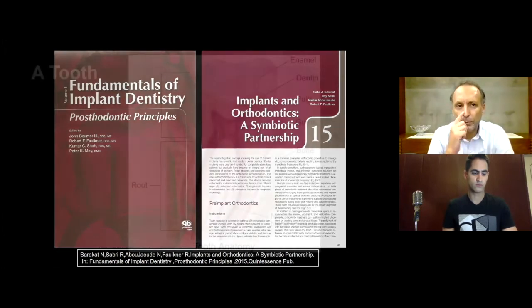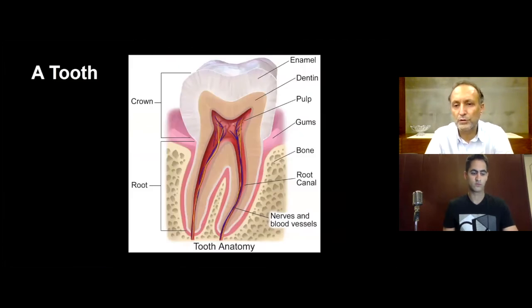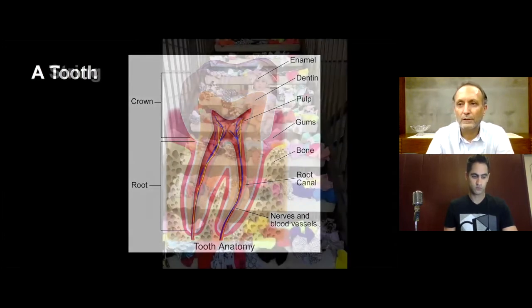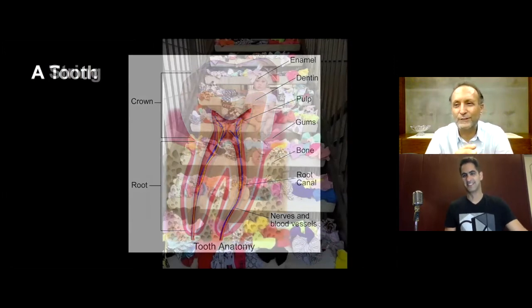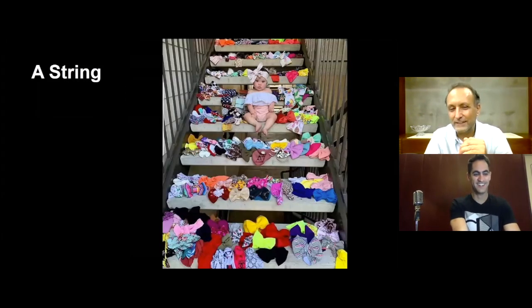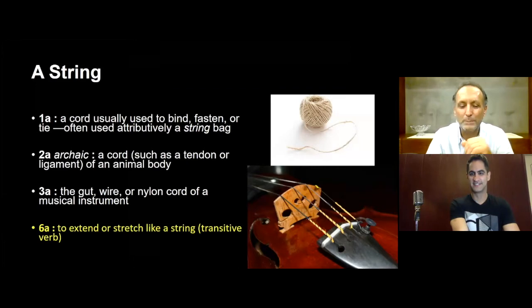The importance of the tooth is not just the tooth, it's what is surrounding the tooth, the periodontal ligament. Because once you have the tooth, you have all the bone surrounding it. Once we lose the tooth, we lose a lot, mainly the bone that surrounds the tooth. The string I have in mind is not the string that you have in mind. The function of the string is to stretch and to extend, and it's a transitive verb that we will be using.